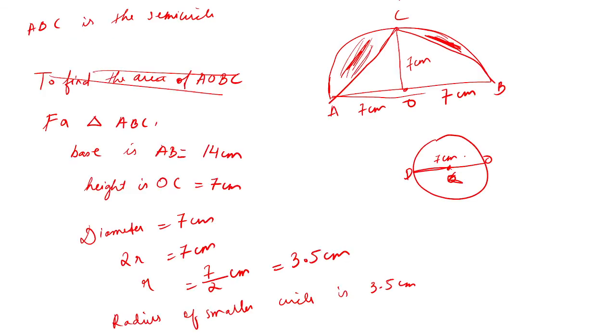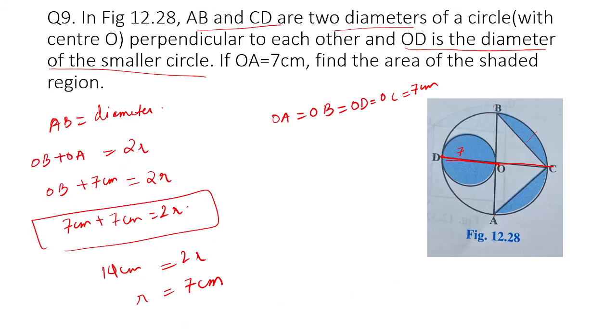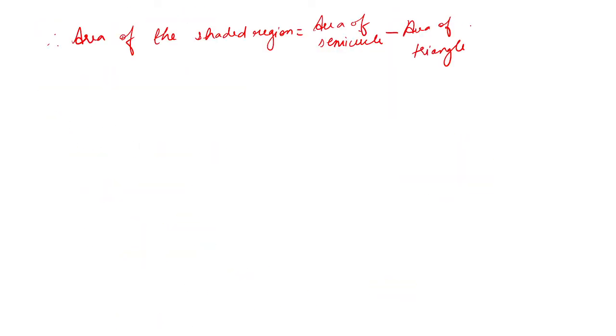So therefore, area of the shaded region is equal to area of semicircle minus area of triangle, okay. So when we take area of semicircle and subtract it with the area of triangle, we are left with this portion. Now which area should we include? We should also include this area of this smaller circle. So we can write that as plus area of smaller circle.